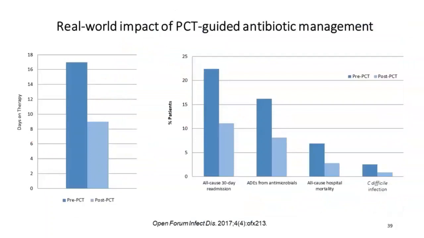And this very nice study published about a year ago, looking at the real-world impact of using a procalcitonin-guided antimicrobial therapy program in a hospital in Arkansas, you can see that they reduced all-cause 30-day readmission rates. So we're looking at patient safety as well. Did we do any harm with using procalcitonin? Second, adverse drug reactions. Remember I told you 20% of patients in the hospital get an adverse drug event. That was reduced. All-cause mortality was reduced, and C. diff infections were reduced because the duration of therapy was much shorter. They narrowed spectrum, and so procalcitonin improved outcomes and actually improved patient safety if it's used appropriately.